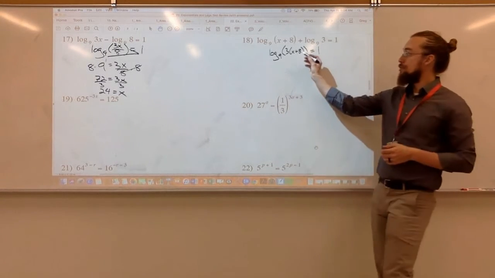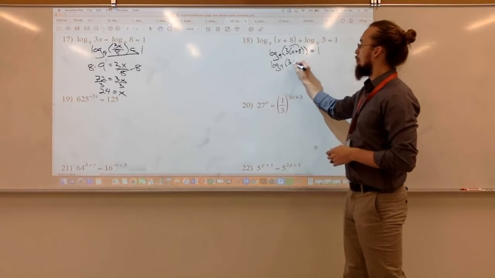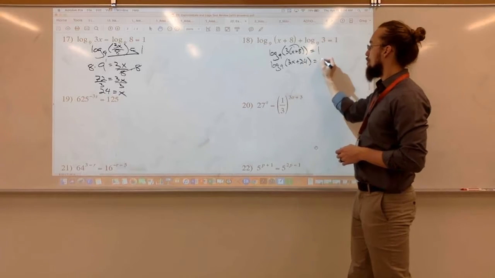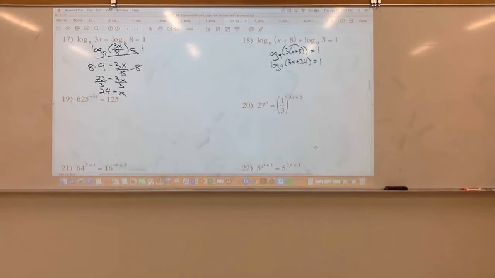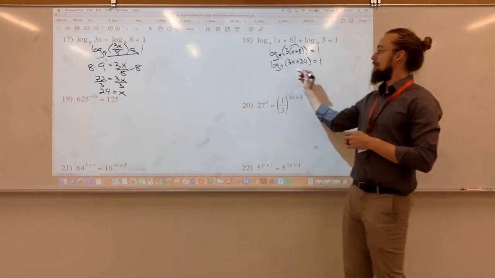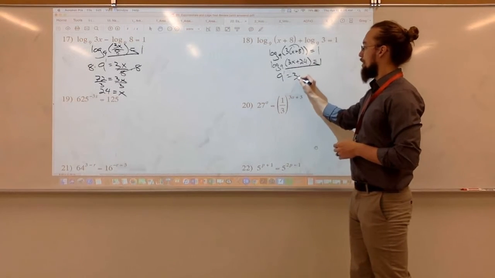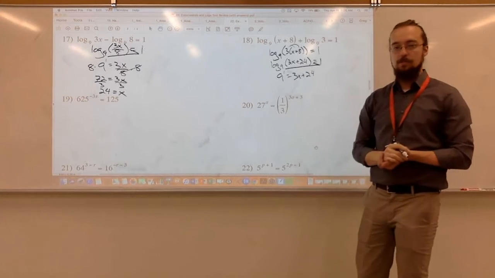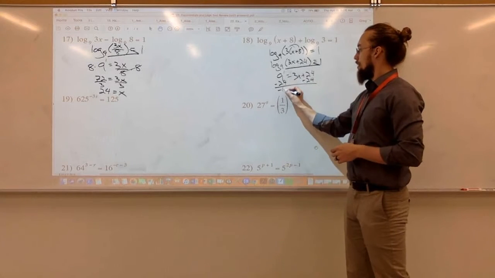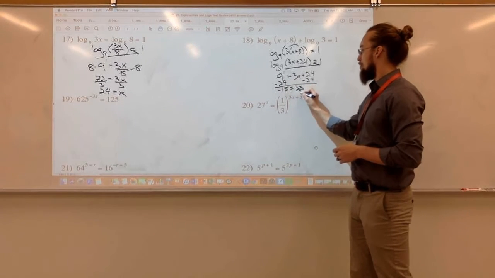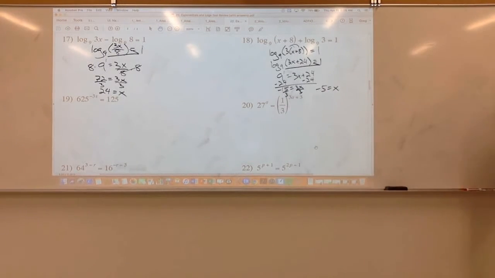And so I can go ahead and distribute this 3 through here and make this log base 9 of 3x plus 24 equals 1. But again, I've got a log equal to a number now, not a log equal to a log. So whenever we have that, we need the lazy 7. So I would say 9 to the first power equals 3x plus 24. Okay. Subtract 24 over. Negative 15 equals 3x. Divide by 3. We get that x is negative 5.